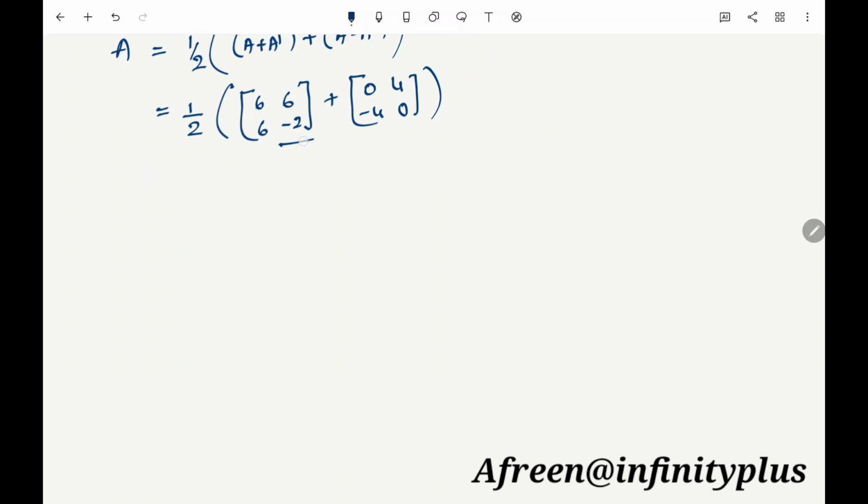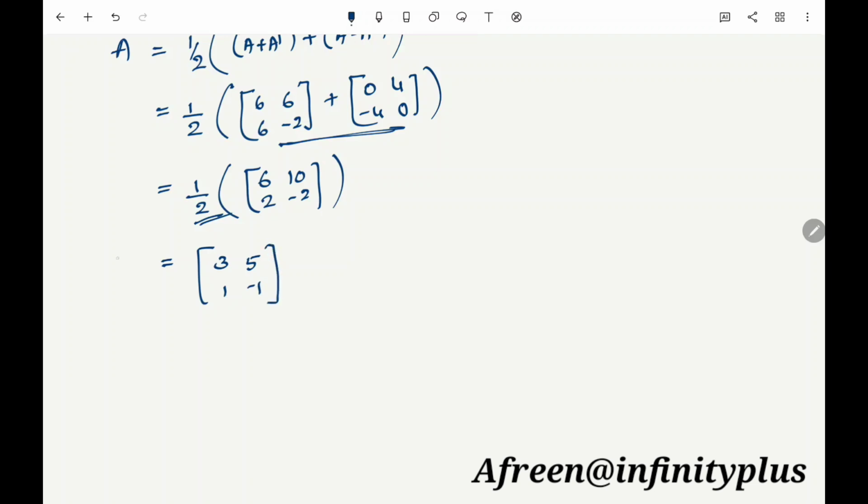Now add these two matrices with its corresponding elements. So half into matrix you will get as 6 plus 0 is 6. 6 plus 4 is 10. 6 minus 4 is 2. Minus 2 plus 0 is minus 2. So now divide each element by 2. So you will get 3, 5, 1, minus 1.